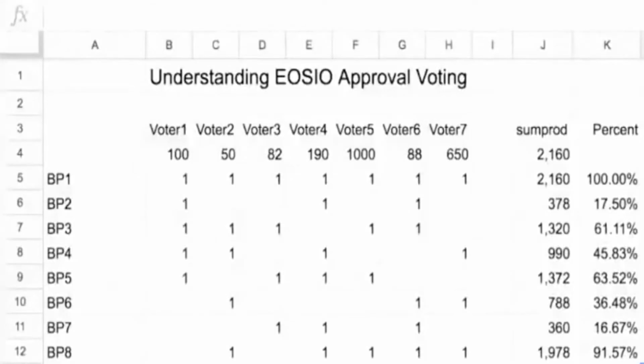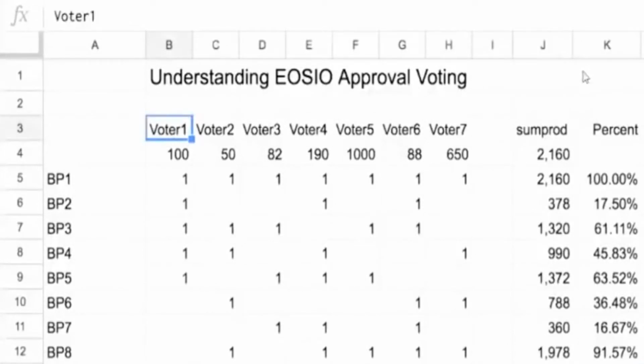I'm going to show it to you right now. If I'm allowed to, yes, share screen. Okay, have a look at that. I'll try and explain this. So this is me trying to understand EOSIO approval voting.